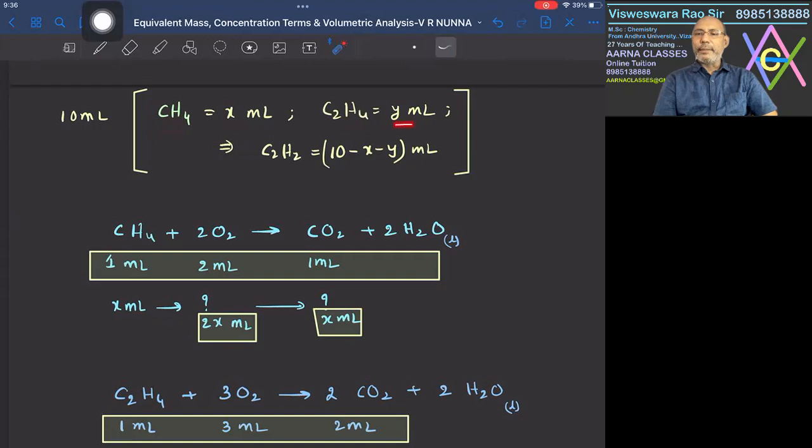Ethylene Y ml, and the remaining, that means total 10 ml, is acetylene. What is the volume of acetylene remaining? That means 10 minus X minus Y ml. The remaining is nothing but acetylene.